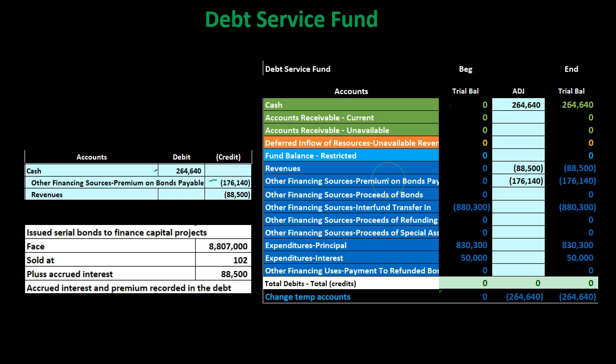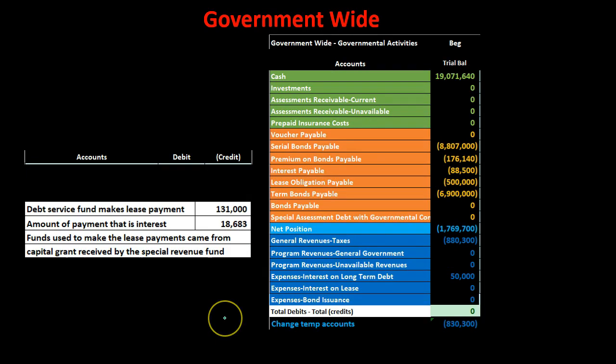Other financing sources, we have the premium on the bonds payable increasing, and then we have the revenues up top, going up at the $88,500. This will look a little bit funny, of course, because we're talking about the bonds and the financing of the bonds, but we're tracking the financing portion and recording those down here in the temporary accounts that would close out to the fund balance, equivalent to retained earnings or the equity section of a for-profit organization.